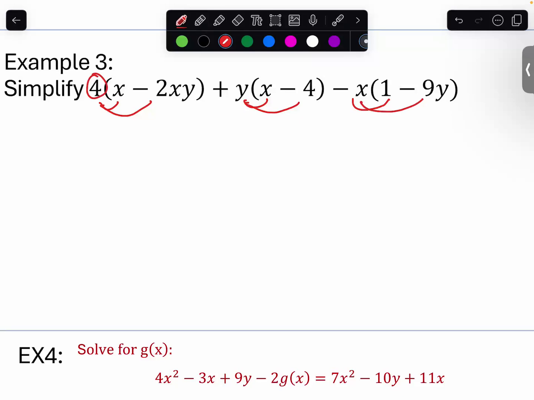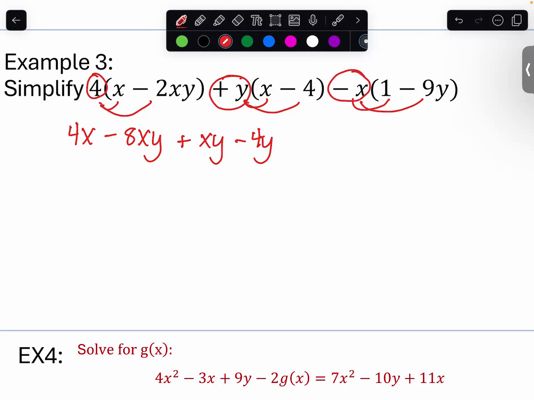For the first term, I'm going to distribute 4 into that parentheses to get 4x minus 8xy. Next, I'm going to distribute a positive y into that parentheses to get a positive xy minus 4y. I prefer always to write them in alphabetical order, so that's why I went xy instead of yx. You could write yx, it would give you the same one. And then instead of writing y times 4, typically we write the coefficient first.